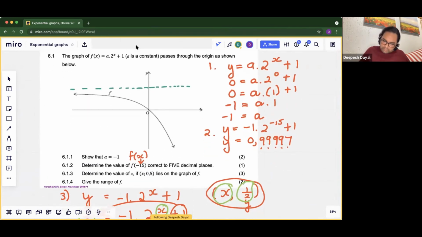Ooh, the asymptote is 1. So what is the range of this graph? Can it go beyond 1, or must everything be less than 1? Because the asymptote is at 1.